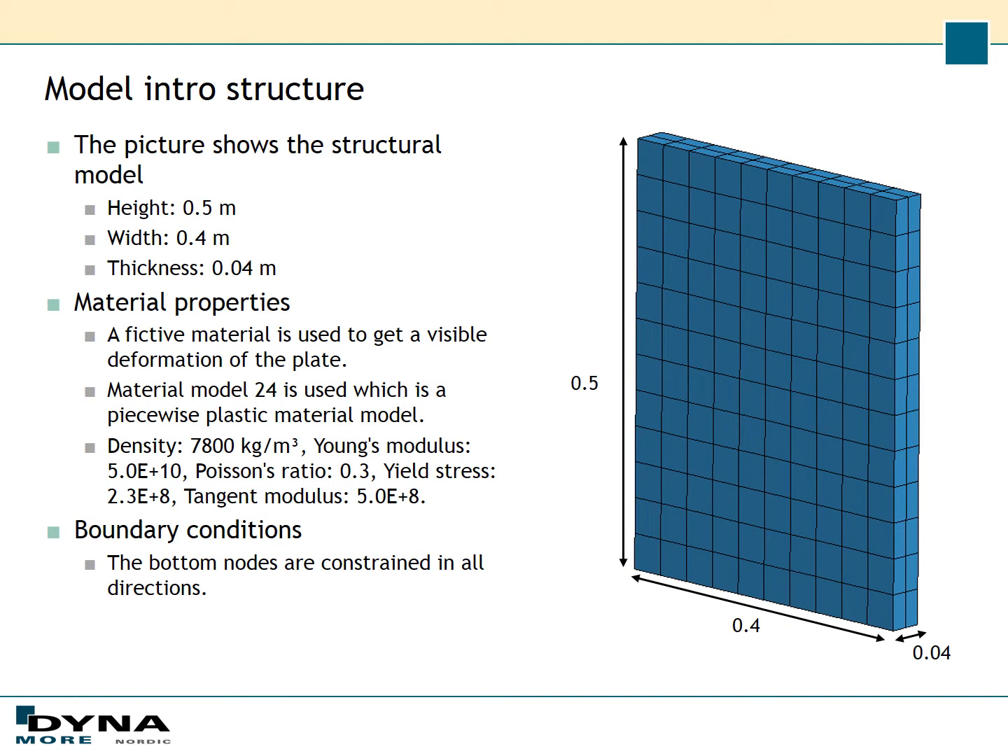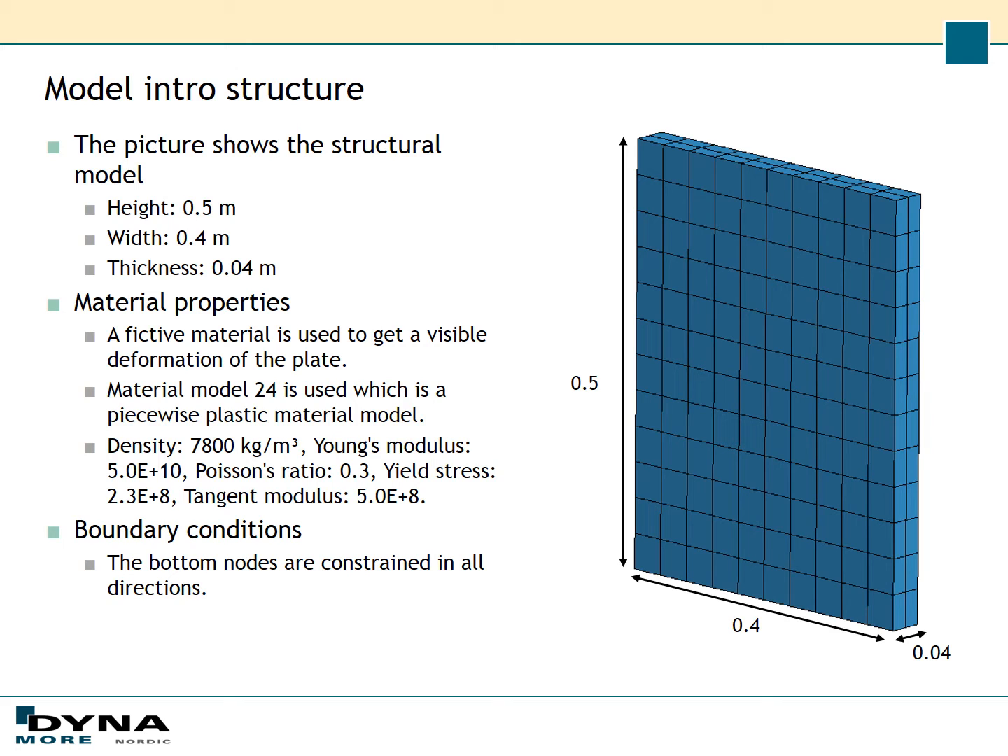Now over to the structural model, and you can see the dimensions of the structural model here in the picture. The height is 0.5 meters, and the width is 0.4 meters, and the thickness is 0.04 meters. And the material that is used is a fictive material, since I wanted to demonstrate the deformation due to the flow in the FSI simulation.